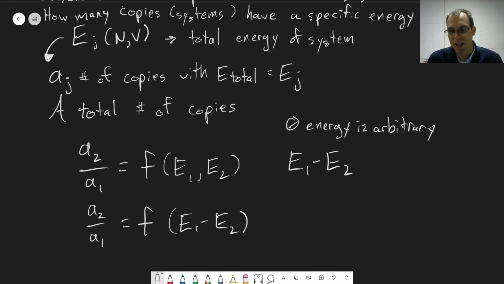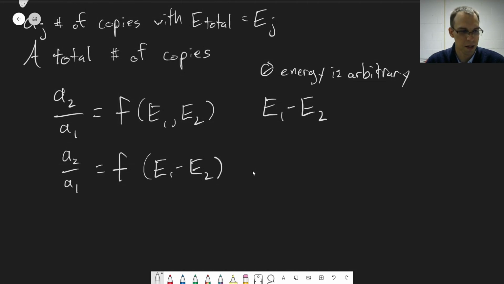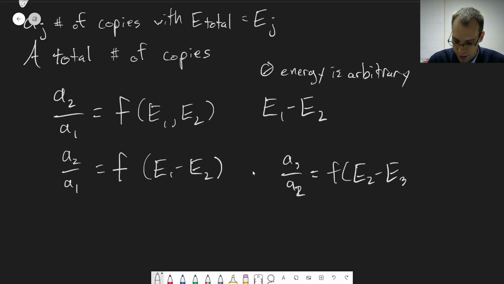Okay, and really what we're after here is thinking about what this function looks like. What would tell us the relative population, the relative number of copies that are in specific states? Well, let's say we have a third energy state, and we can write fractions for that. So A3 over A2, E2 minus E3. Same idea as this equation here, and we can write the same thing for A1 with A3. It's going to be a function of E1 minus E3.